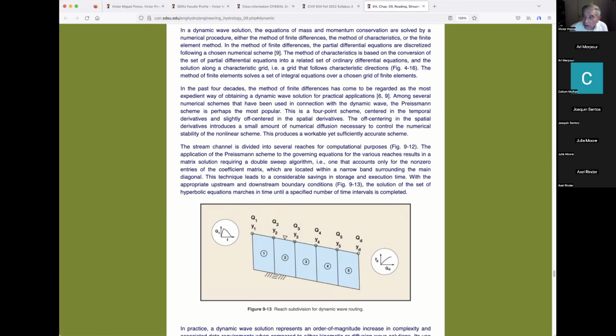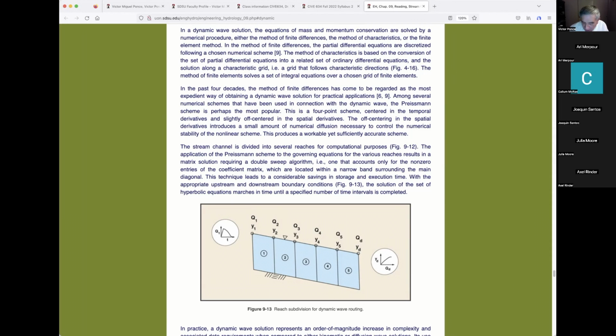So the stream channel, in order to solve a dynamic wave, and this is briefly, I did not solve the dynamic wave in my book because I thought that that was hydraulics, not hydrology. The stream channel is divided into several computational reaches for computational purposes. And we apply the Preissmann scheme, which we learned in computational hydraulics. I don't cover the Preissmann scheme here. It's a numerical scheme developed by Mr. Preissmann in 1961 in order to solve the dynamic wave.